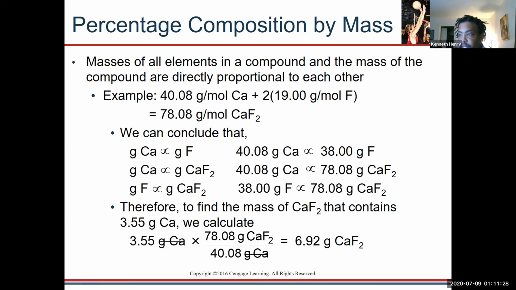So if we had 3.55 grams of calcium, we can calculate how much calcium fluoride we have by just making a direct proportionality or an equivalency using the relationship of grams of calcium fluoride to grams of calcium. And then we use that to cross out and we can come up with our solution, right? Rather than having to go through and calculating the percentage and then using that percentage to calculate that. So we can just do this directly by using proportionality.